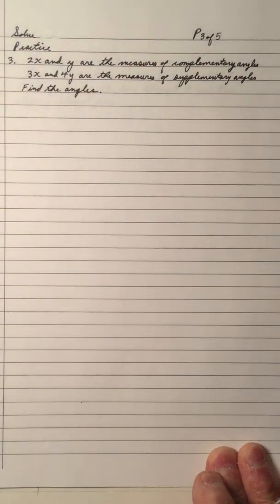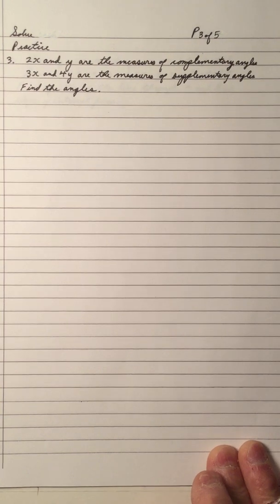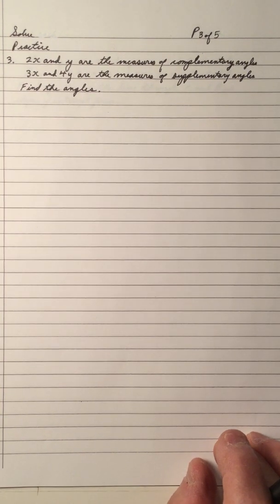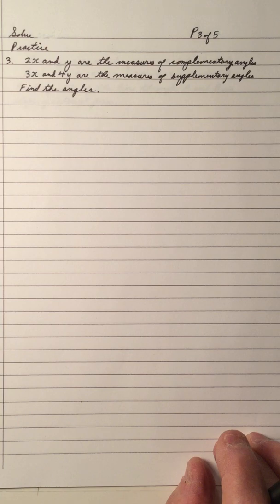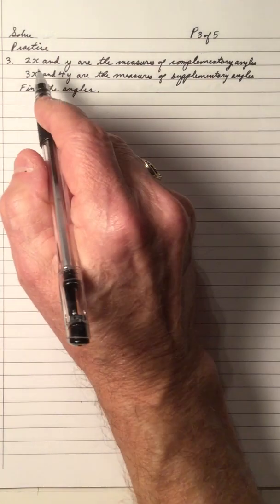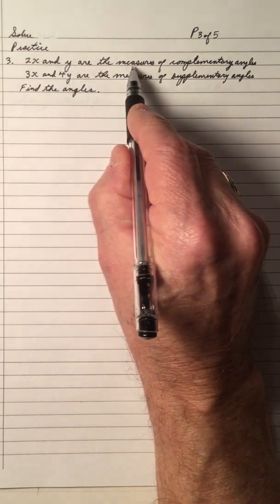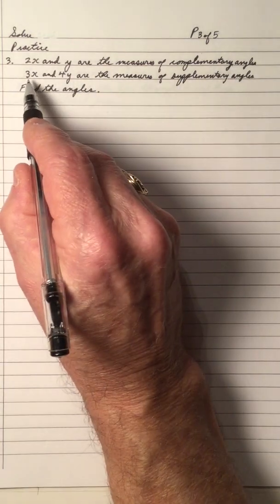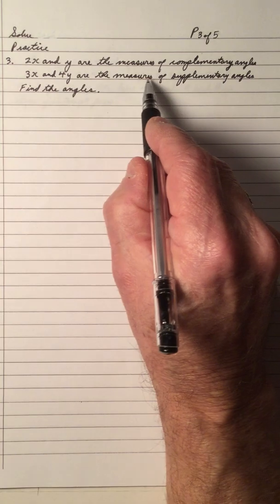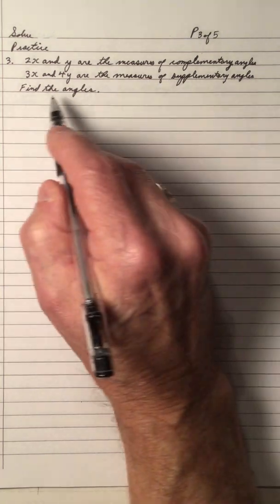Again, I tried to pick up some problems that would be a little bit different than the ones we did already, using the math that we have in our background. And number 3: 2x plus y are the measures of complementary angles. 3x plus 4y are the measures of supplementary angles. Find the angles.